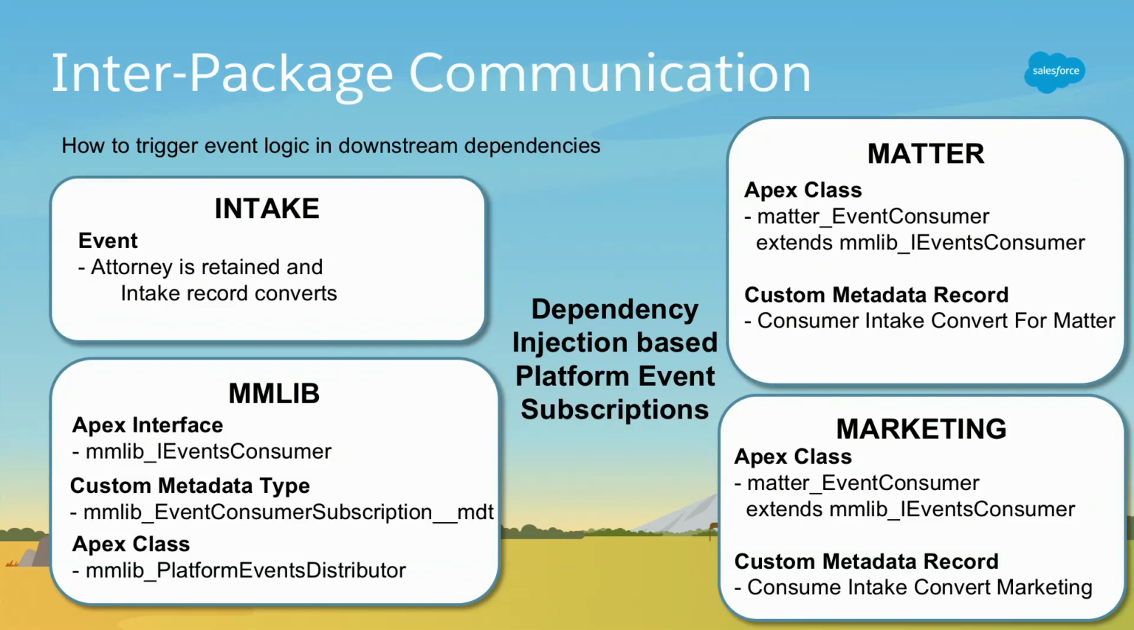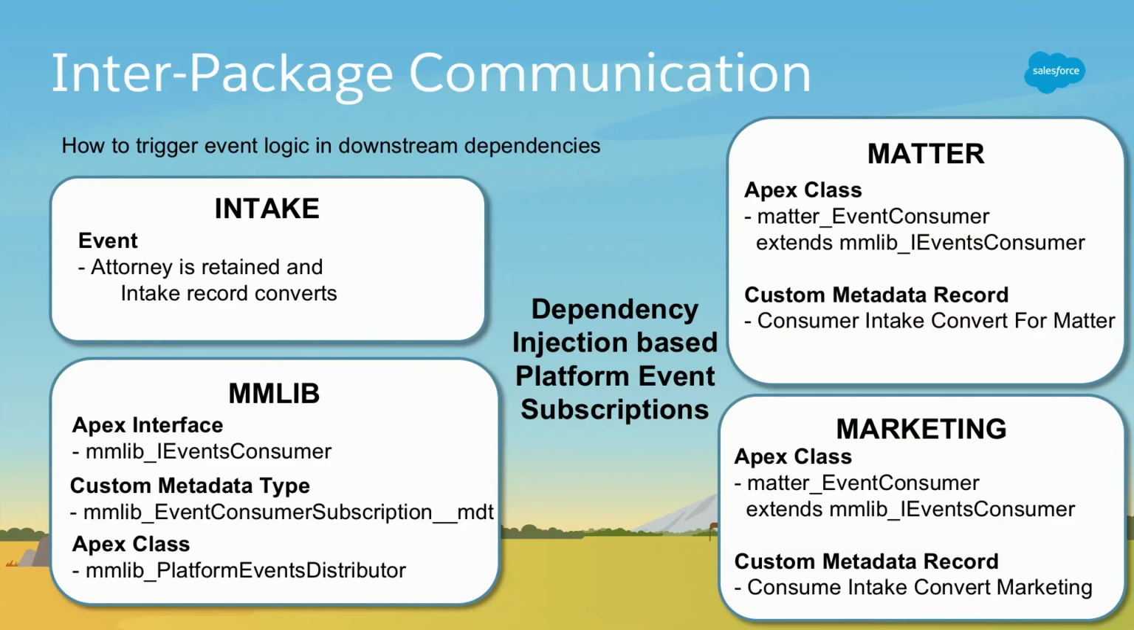Backing up just a little bit, we had the platform events distributor in the MMlib as well. If you know anything about platform events, you know that you can have an Apex trigger that listens to the platform event and responds. So this guy's responsibility is to query all of the event subscription metadata records, find out who really wants this event, and basically it's a secondary pub-sub scenario.